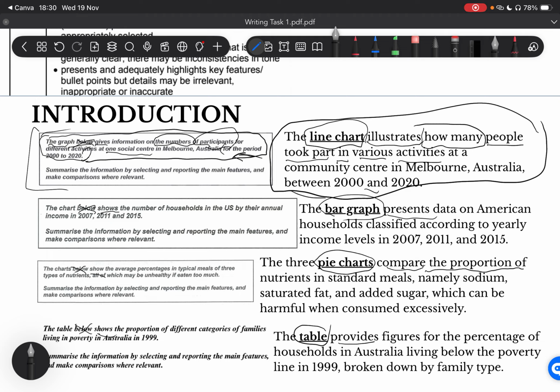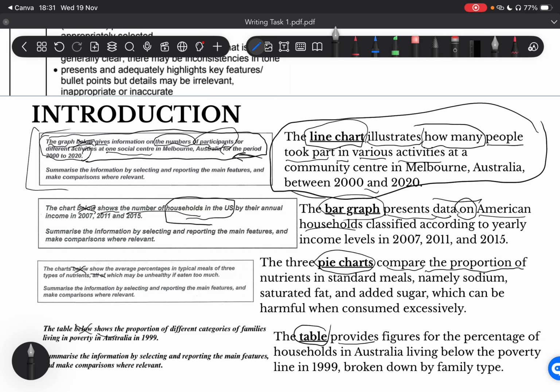There are many ways of paraphrasing. So let's see the second one. The chart below shows the number of households in the US by their annual income. Okay, so the number of households, here we have data on. You can use this for any other reports, I guess. Not for all, of course, but for most. It presents data or information. Data means information on American households. So here we have households in the US.